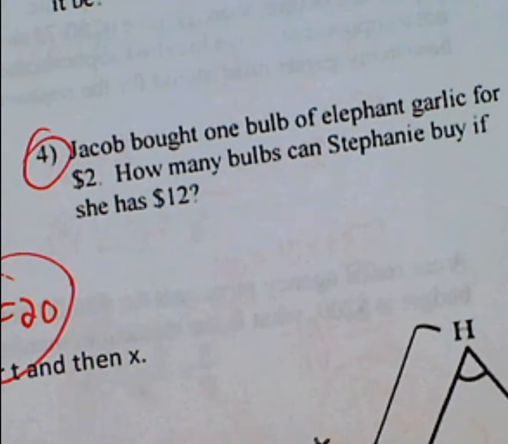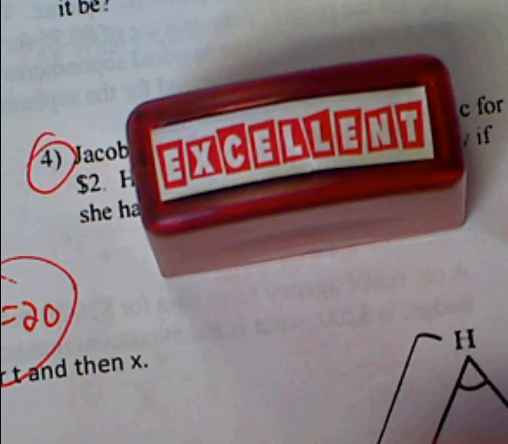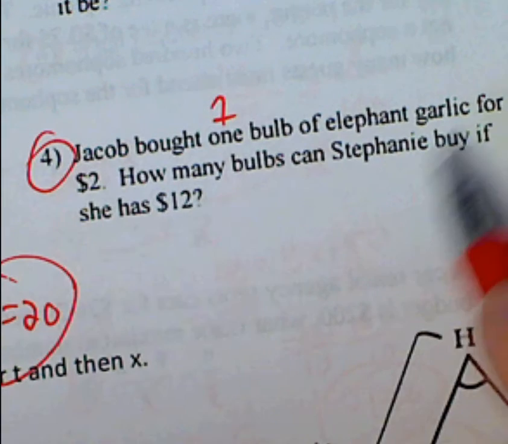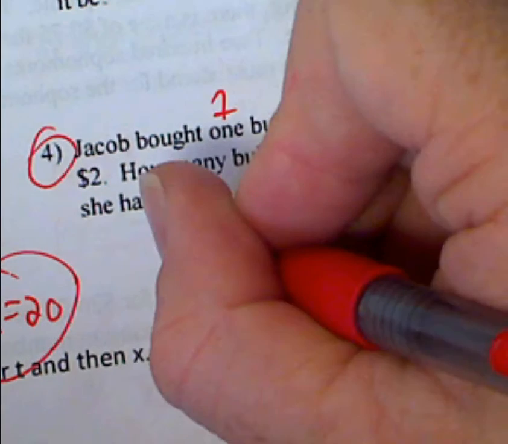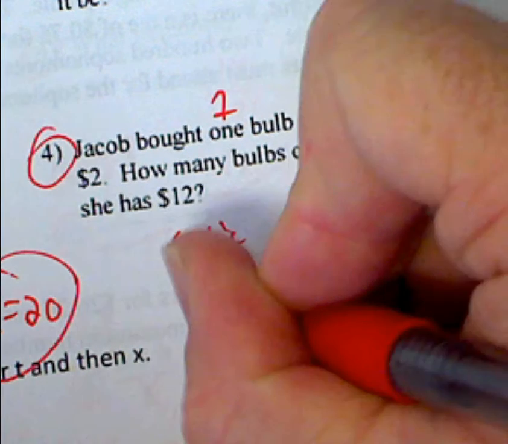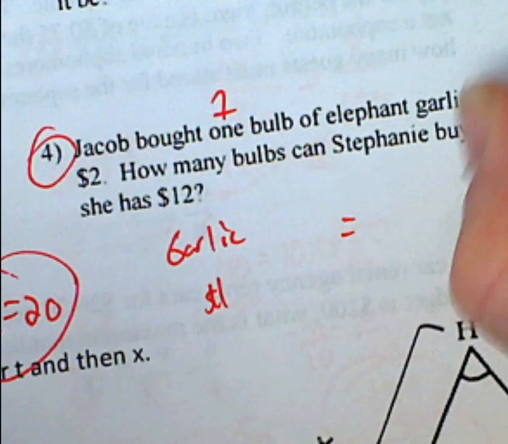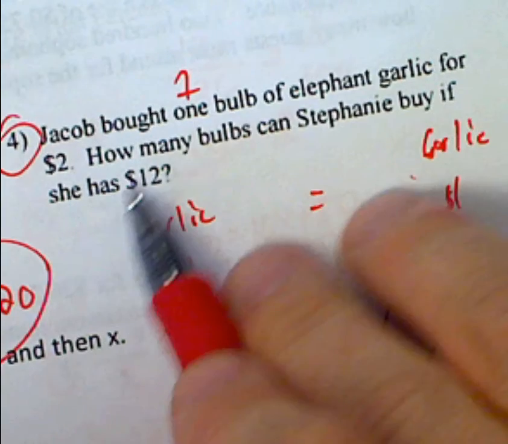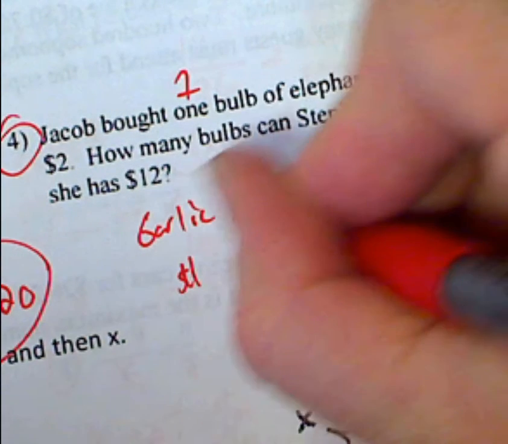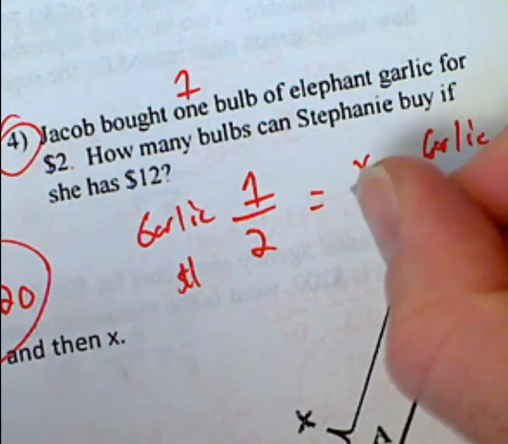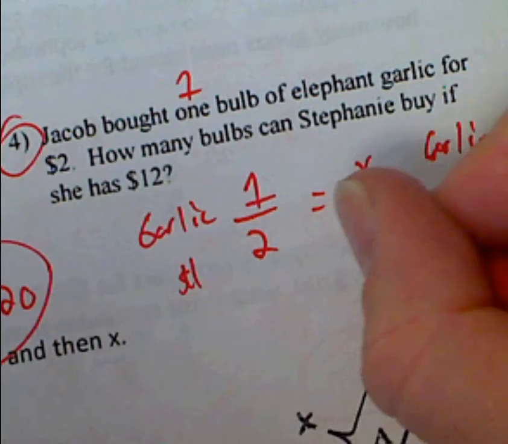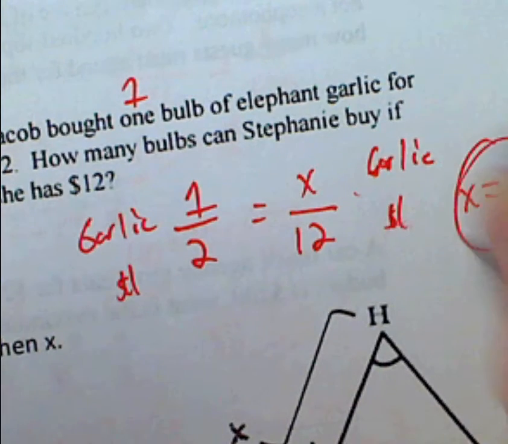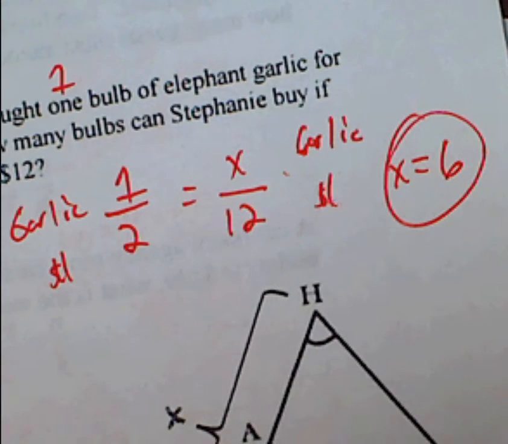Number 4, pause the video and try. On number 4 it says Jacob bought 1 bulb of elephant garlic for $2. So we're talking about garlic with dollars. So on the other side we got to have garlic with dollars. So it says 1 garlic for $2, and it says how many bulbs of garlic can we get for 12? So in the end you're going to get x equals 6, but I want you to solve, and that's the answer you would get.